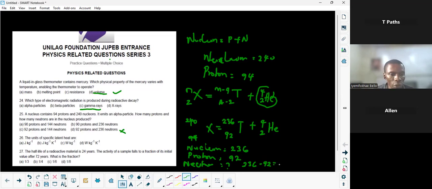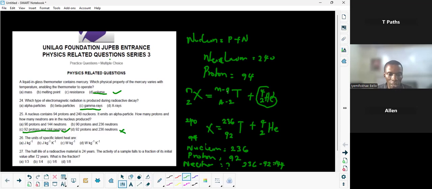I hope you guys are following. 236 minus 92 is going to give us 144. Because when you minus your proton from your nucleon, you get your neutron. So the correct answer there is that our proton is 92, while our neutron is 144. So the correct answer is C. C is the correct answer.